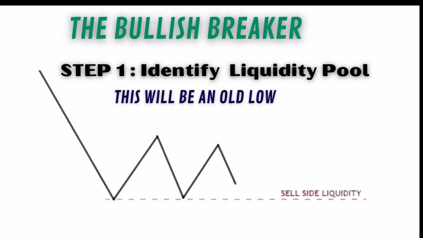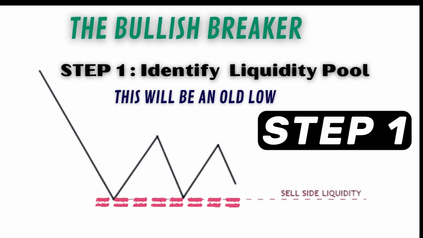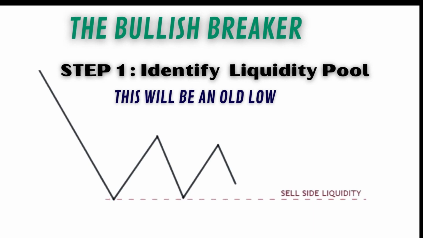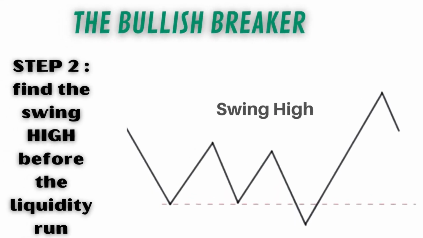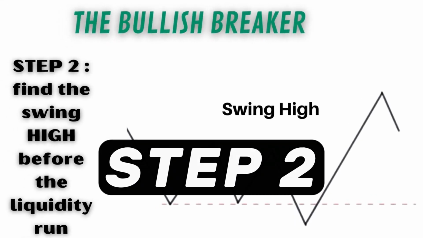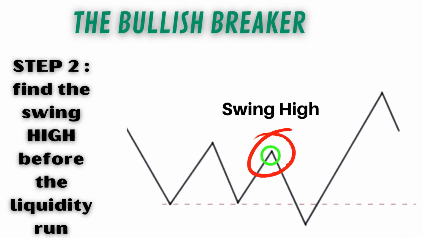The bullish breaker, identify liquidity pool. That is step one. This will be sell side liquidity. It will be an old low. It doesn't have to be equal lows, but I like equal lows better. Step two, find the swing high before the run on liquidity as seen there highlighted in green. That is the swing high that you're going to be looking inside of.